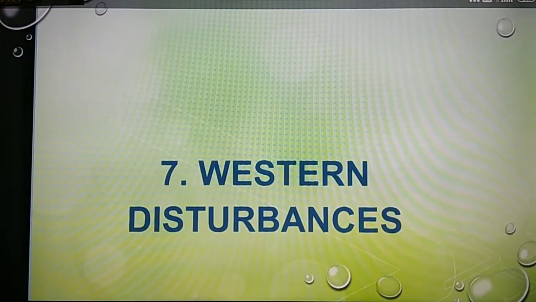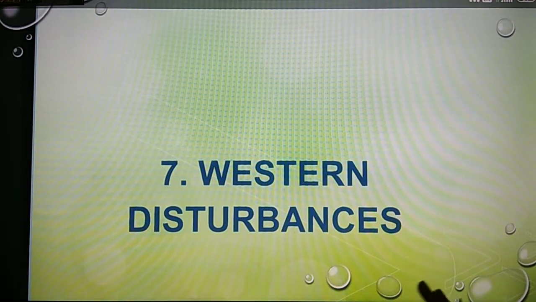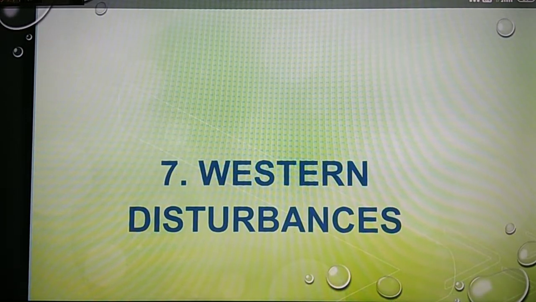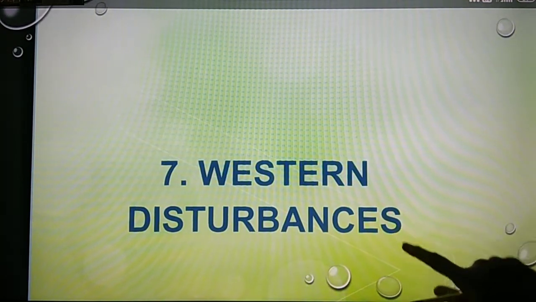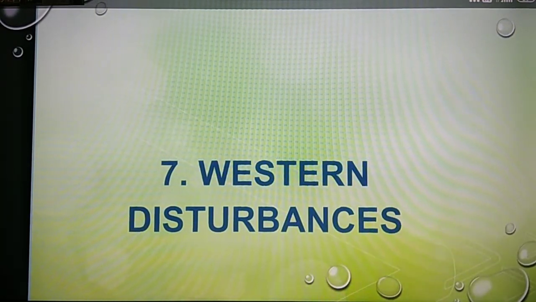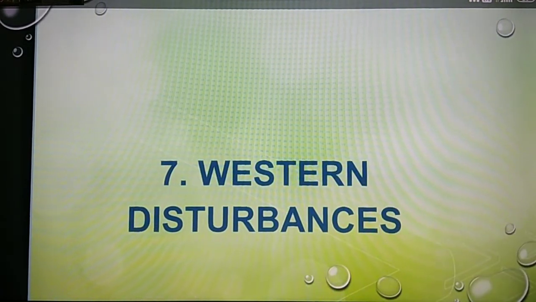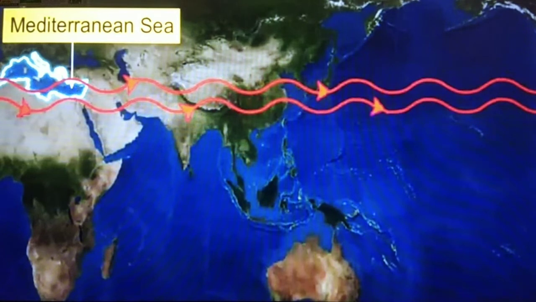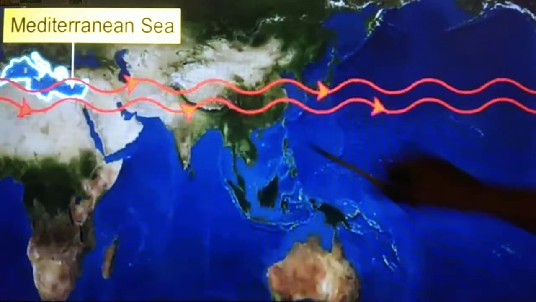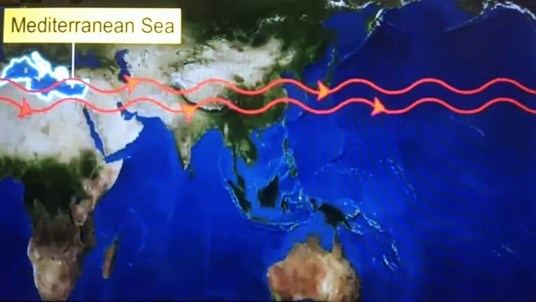The seventh point is western disturbances, the next factor which is deciding the climate of India. Western disturbances we are experiencing during the winter. Clear? There are two words, western and disturbances. Western means this generally originates in the western side of India. The weather conditions during winter are generally influenced by the distribution pattern of the pressure in Central and West Asia. Clear? And it happens because of the apparent movement of the sun.